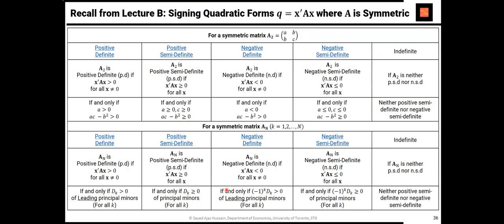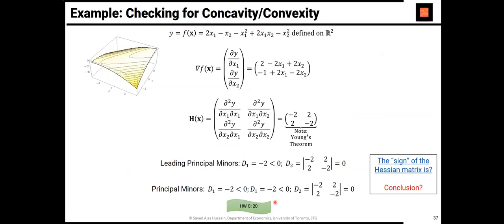So we now have a multivariate case. Remember how to sign a matrix to see if it's PD, PSD, ND, NSD, and so forth? Well, I'm just reminding you how to do this. Now, let's check if this multivariate function is concave, convex, strictly, all this stuff. Here's a function right here.